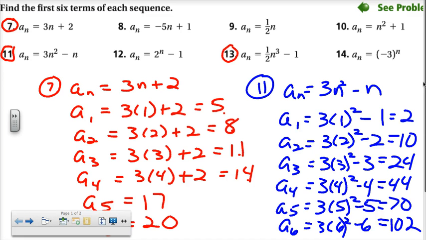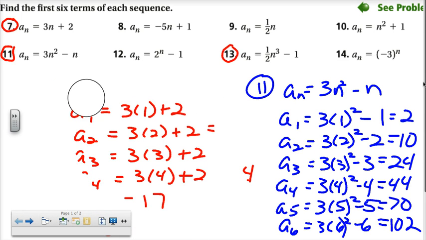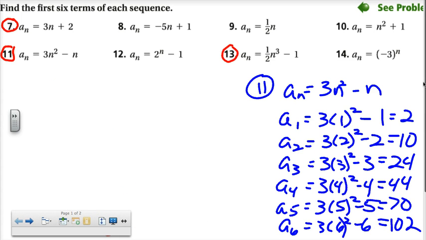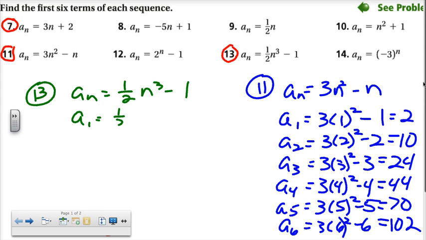So the formula is getting a little more involved as we move forward, having a power and using the n twice in the formula. Let me do some erasing here and fit number 13 on this page. So with this one, to find any term, we take 1/2 times the number of the term cubed minus 1. So if we want the first term, that's going to be 1/2 times 1 cubed minus 1. And 1 cubed is, of course, 1. So we get 1/2 times 1, which is 1/2, minus 1, which is a negative 1/2.